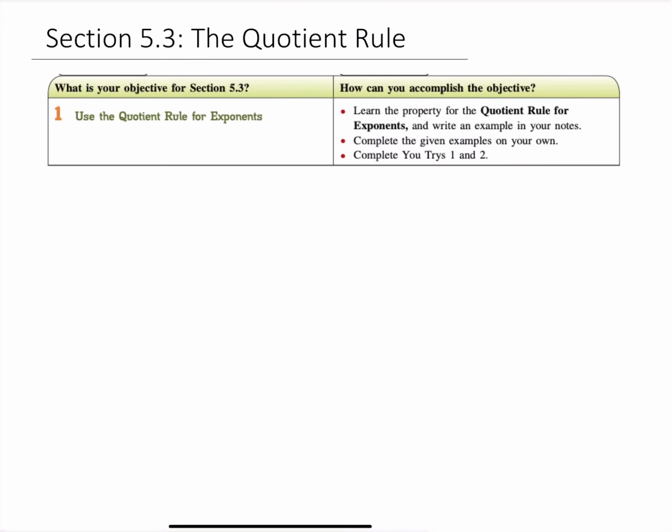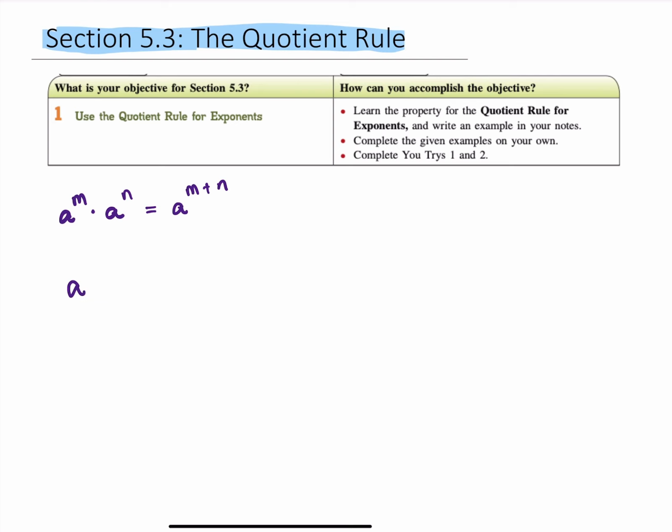Hello and welcome back. In this video we're covering section 5.3 on what's called the quotient rule for exponents. So far we've seen a few rules with exponents. Just to summarize here, if we have something like a to some power m times that same base to some power n, we end up adding the two exponents together. This can be viewed as a to the power of m plus n.